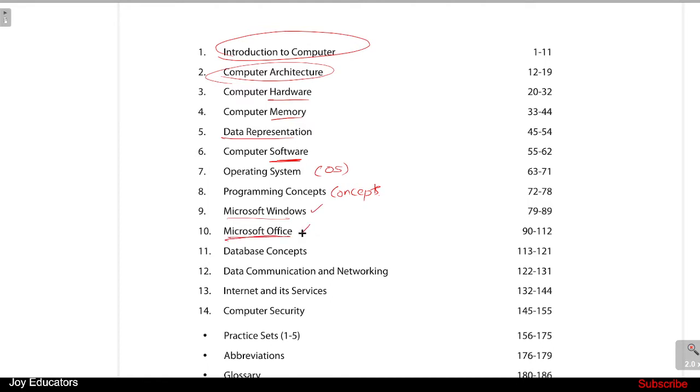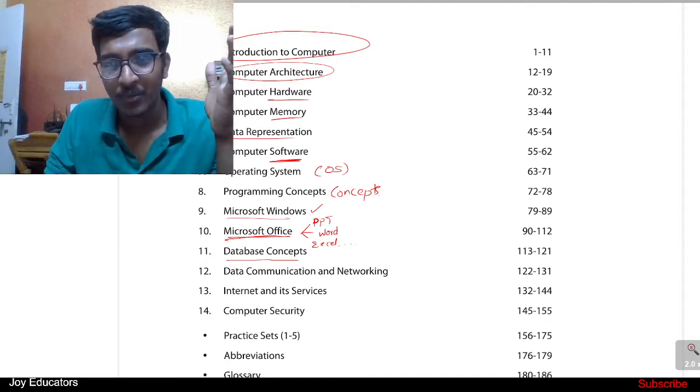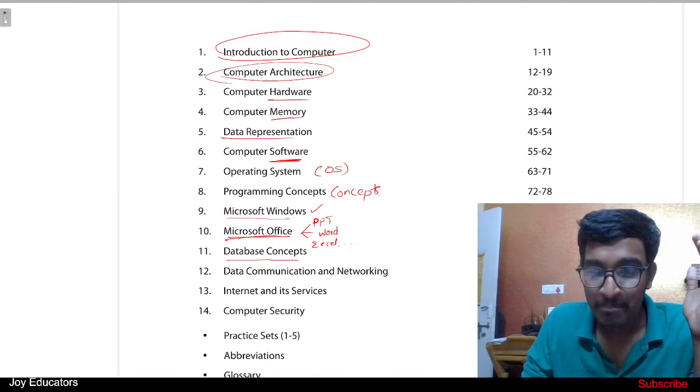And there is Microsoft Office. In Office 365 there are so many applications, like PowerPoint, PPT, Word, Excel and different things. We also have database concepts, and data communication and network. We will see everything in detail. Finally, we also have the internet and its services, and computer security. This is all what we call the basics of computer.